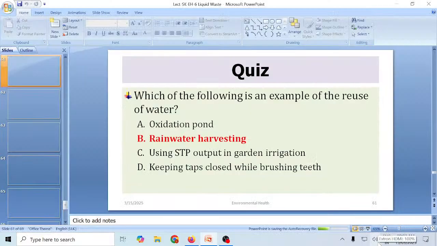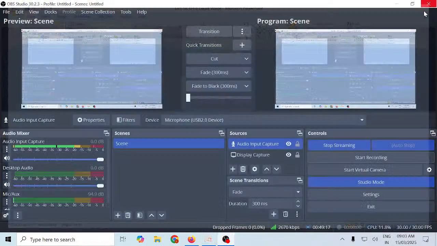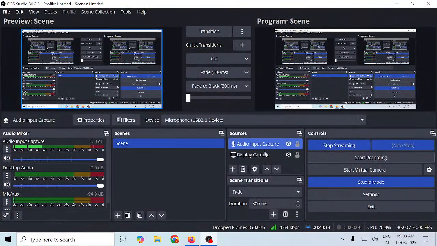Okay, so next class we have on micro environment at the level of households. How do we stop it?